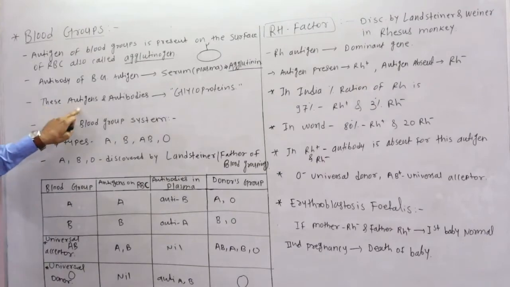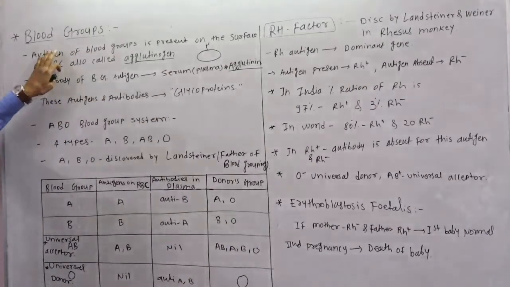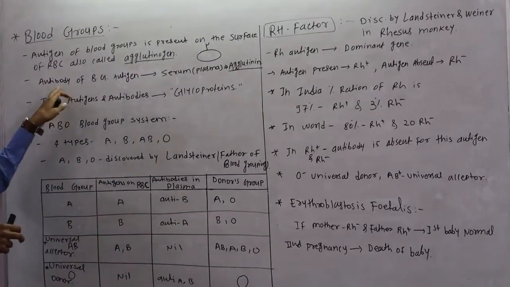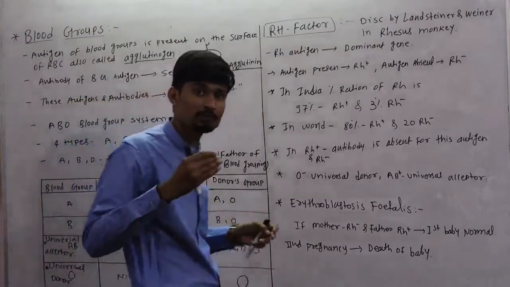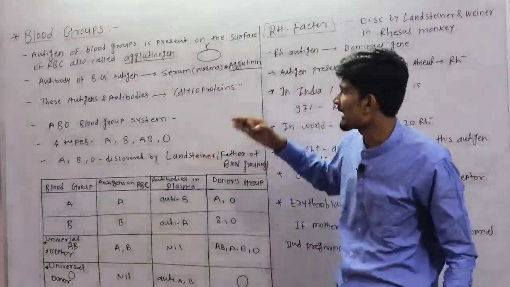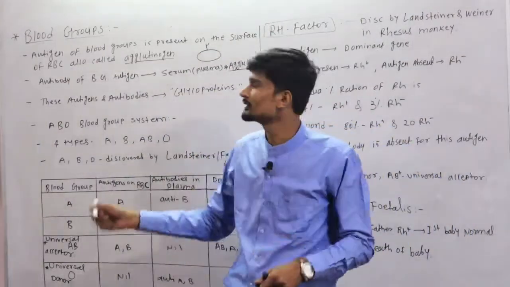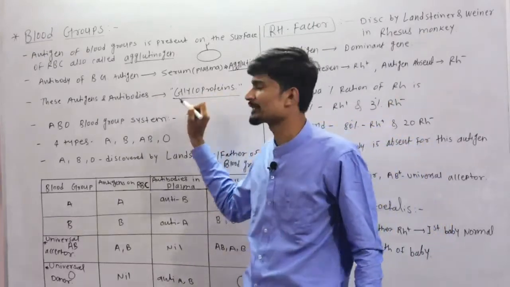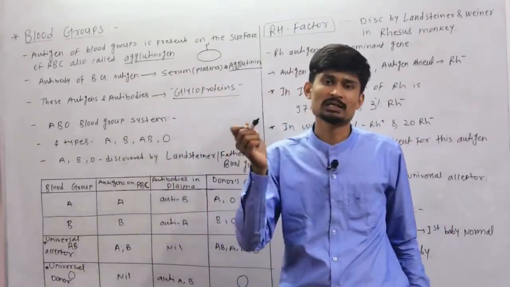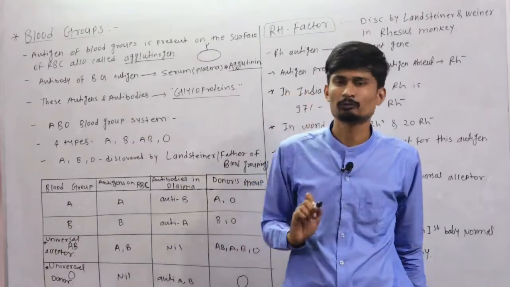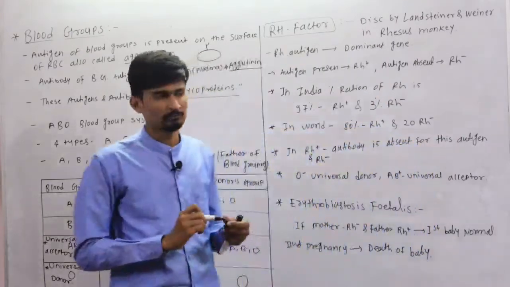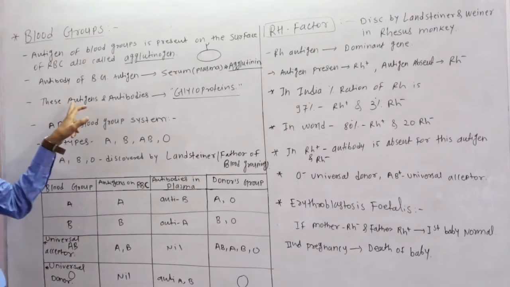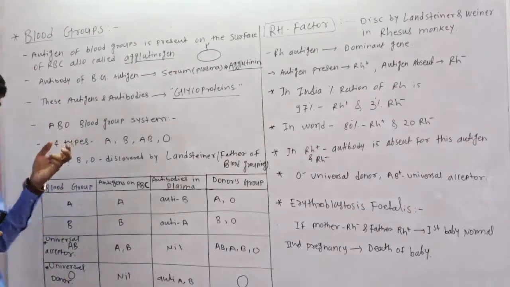Now these antigens and antibodies, means the antigen which is present on the surface of the RBC and the antibody which is present in the serum or plasma, are actually glycoproteins, means they are made up of carbohydrates and proteins. So this is the basic information about the antigens and antibody.